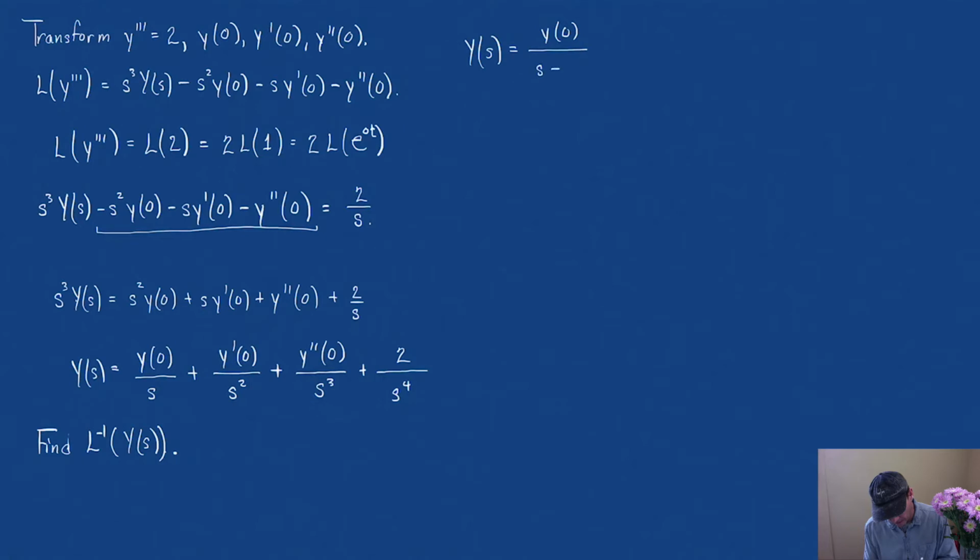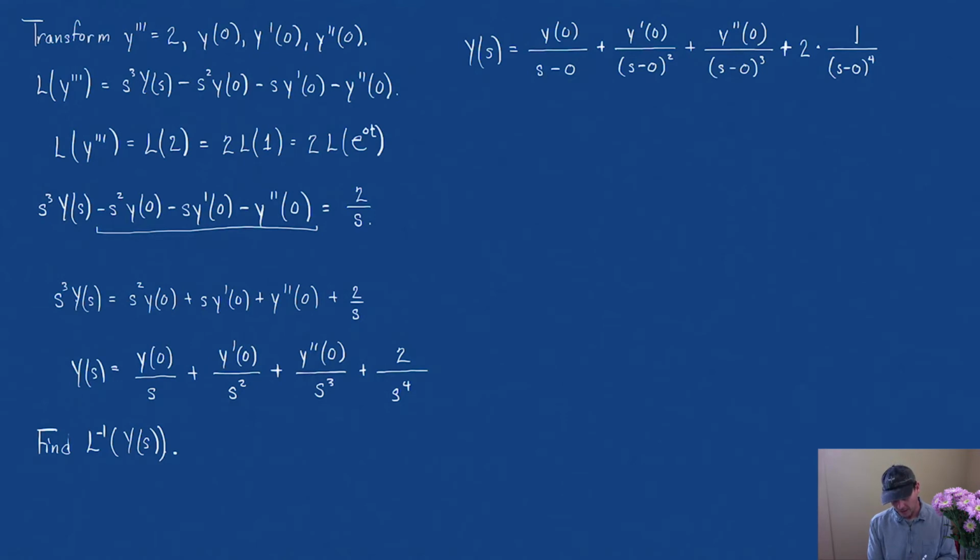over s minus 0 plus y prime of 0 over s minus 0 squared plus y double prime of 0. Remember, those are just numbers, divided by s minus 0 cubed plus, I'm going to write it this way, 2 times 1 over s minus 0 to the 4th power.